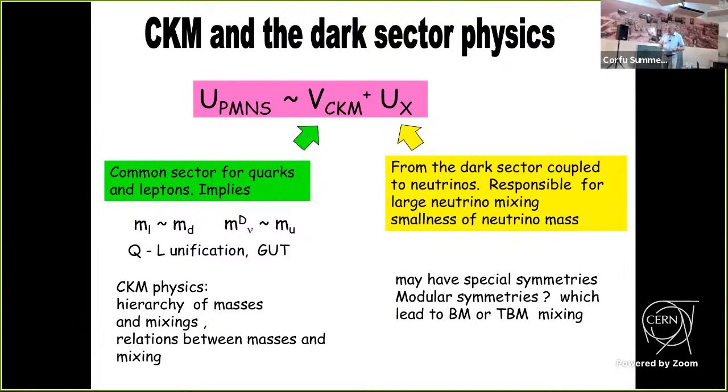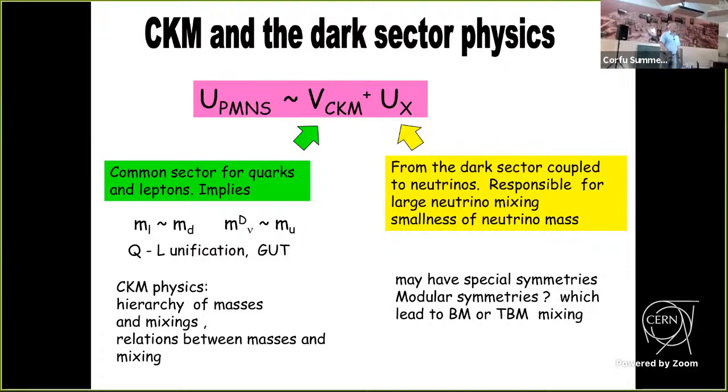Let me come back again to this setup. Maybe we fail because we want to explain everything at once. And actually, not just a single physics, but two different physics contexts, with different scales, are involved here. According to this relation, it gives a very nice prediction for the theta 13 mixing. We have a common sector for quarks and leptons, given by VCKM. I call this CKM physics, which is responsible for the hierarchies of masses and small mixing. And there is an additional contribution in the lepton sector, which probably comes from the dark sector of the theory coupled with neutrinos. This is responsible for large neutrino mixing and small neutrino masses.